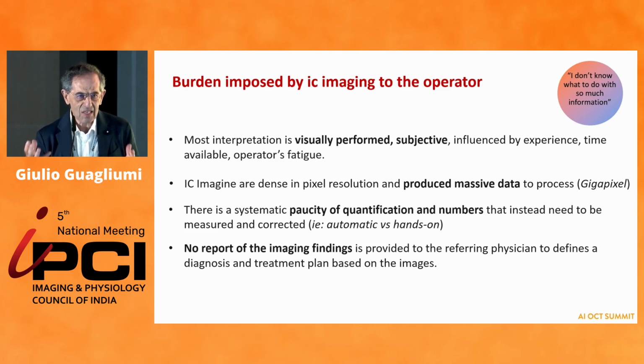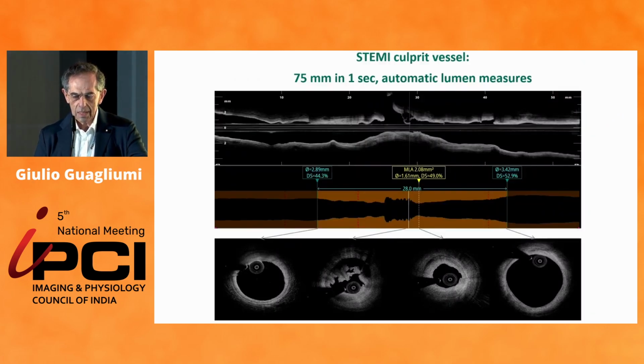That is, you have a massive data to be managed, what we call gigapixel. While we still have very few quantifications and numbers that instead need to be available for making the correct measurements, and they could be done automatically instead of manually. And finally, one of the big limits that we are keeping with imaging: we are not writing a report. We are not embedding clinical notes. We are not sending to our colleagues in the world.